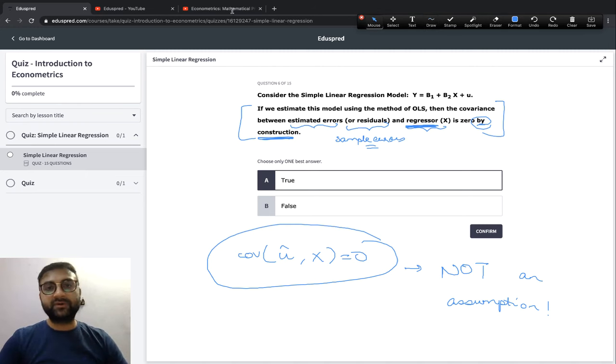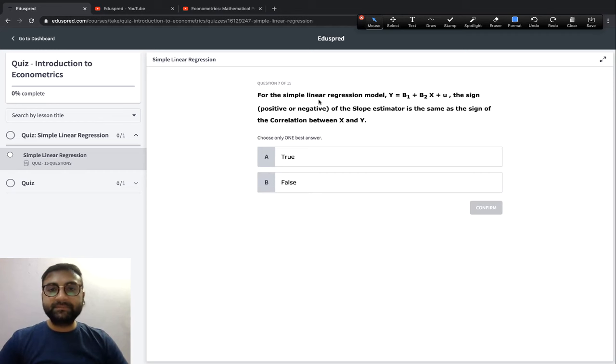Let's move to the next question. Question number 7. For the simple linear regression model y equal to beta 1 plus beta 2 x plus u, the sign of the slope estimator is the same as the sign of the correlation between x and y. Now this question is a really good question. So let's do this step by step.